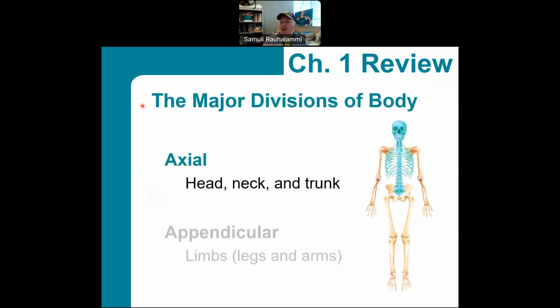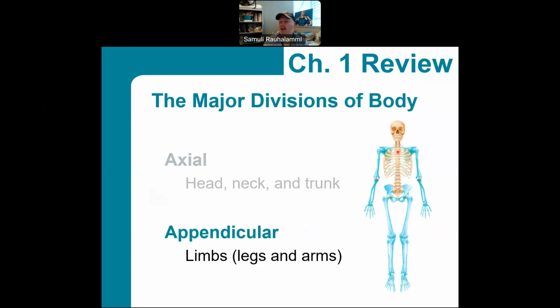When we talk about the body, we can do a division into two main parts. We can talk about the axial body that covers your head, neck, and trunk. And it's not just for the skeleton, it can be used also in other tissues. And then the appendicular parts are our limbs, upper limbs, lower limbs. Again, not just for the skeleton, but in general as well.